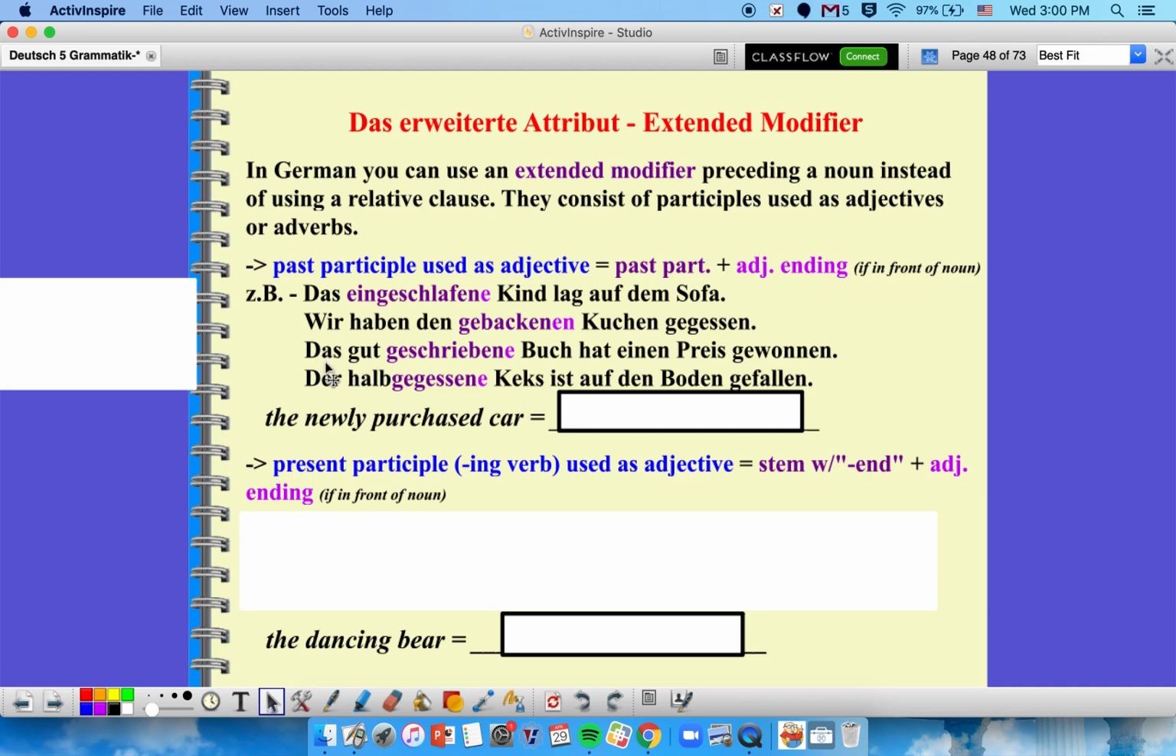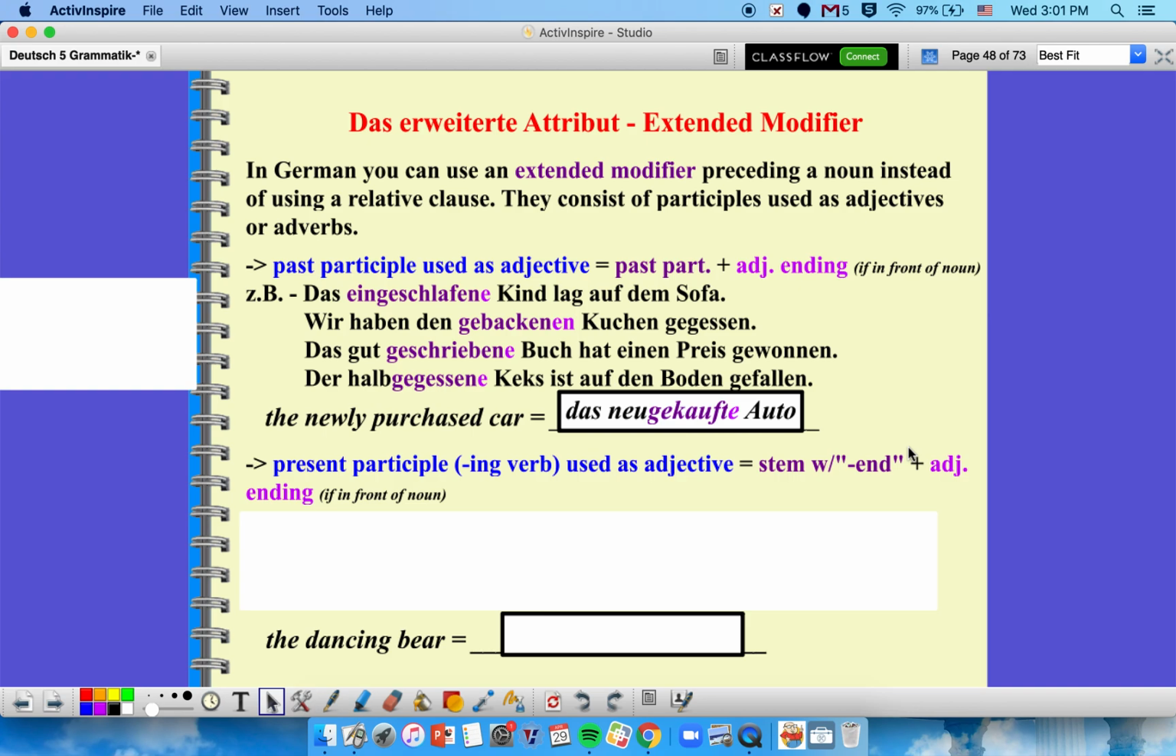So das is original, already shows gender. So we're just adding an e ending to geschrieben. We know geschrieben is written, so you're just adding that to written. Der halb gegessene Keks ist auf den Boden gefallen. The half-eaten cookie fell on the floor. And so gegessen we know is eaten. And because der is original and shows gender, we're just adding an e. So what would the newly purchased car be? Think about that for a second.